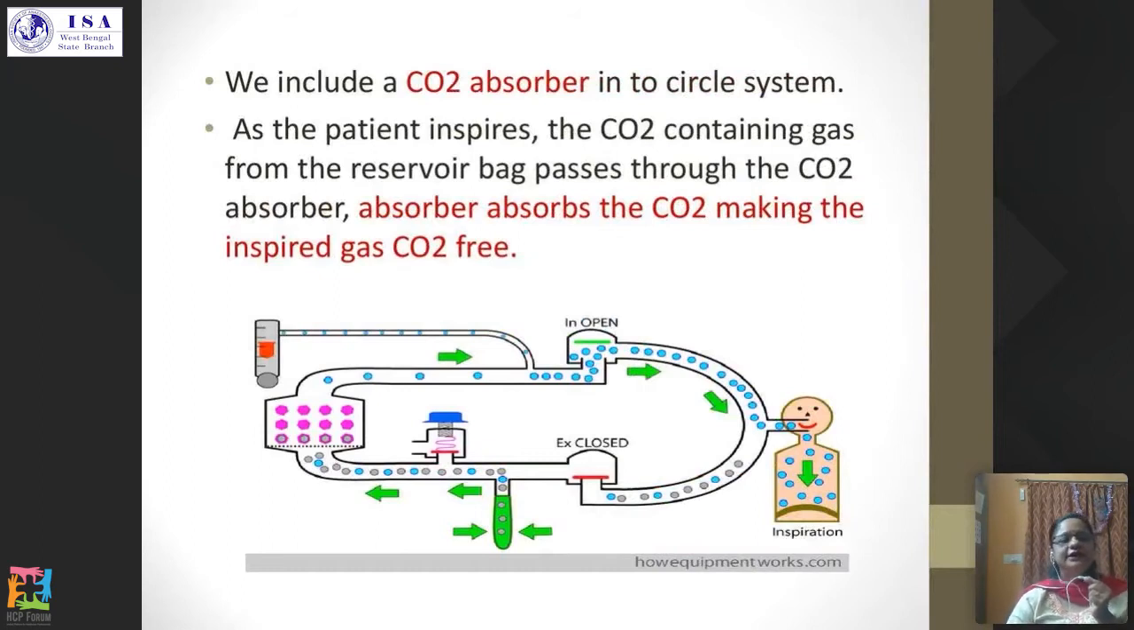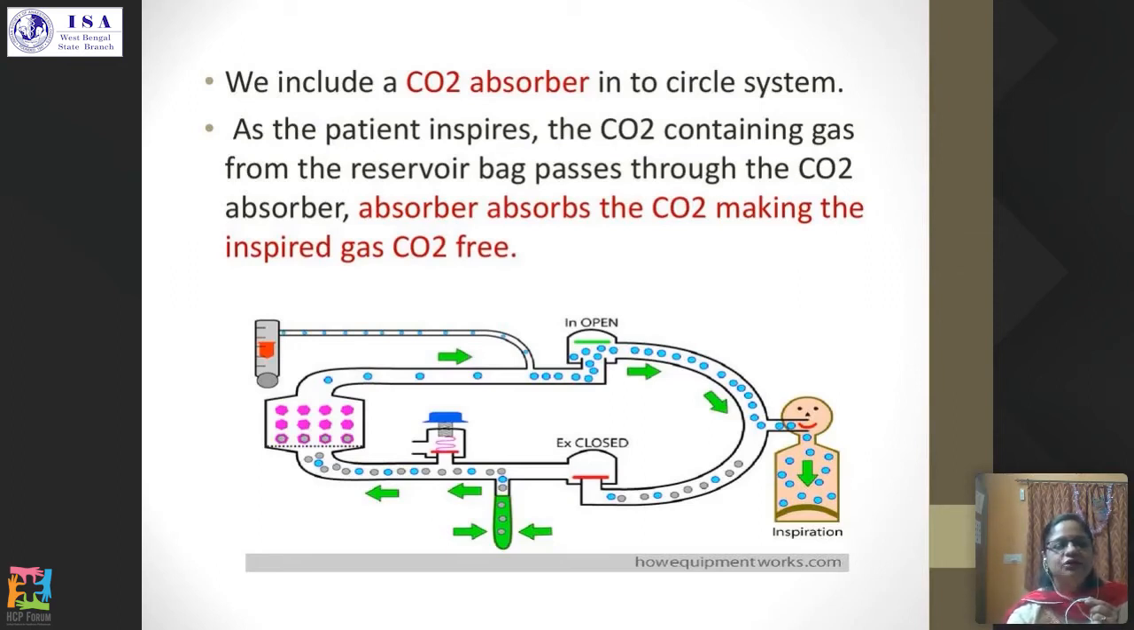What have we done? We include a CO2 absorber. This is a CO2 absorber in the circle system. As the patient inspires, the CO2-containing gas from the reservoir bag passes through the CO2 absorber. The absorber absorbs CO2, making the inspired gas CO2 free.